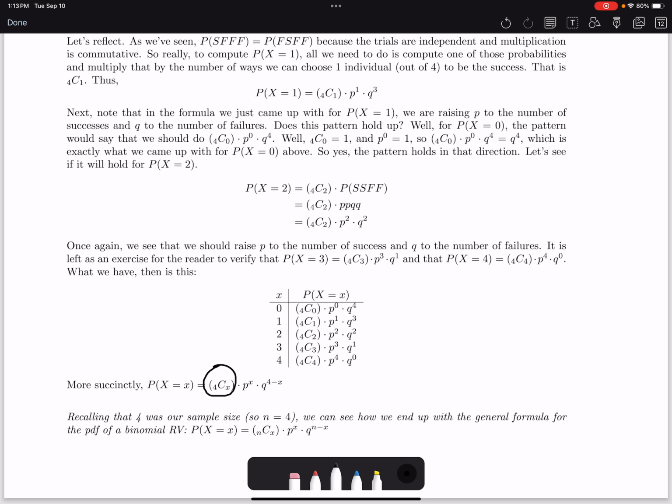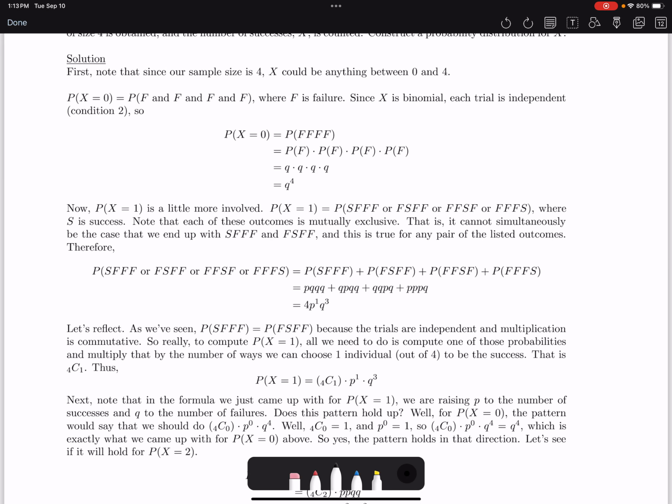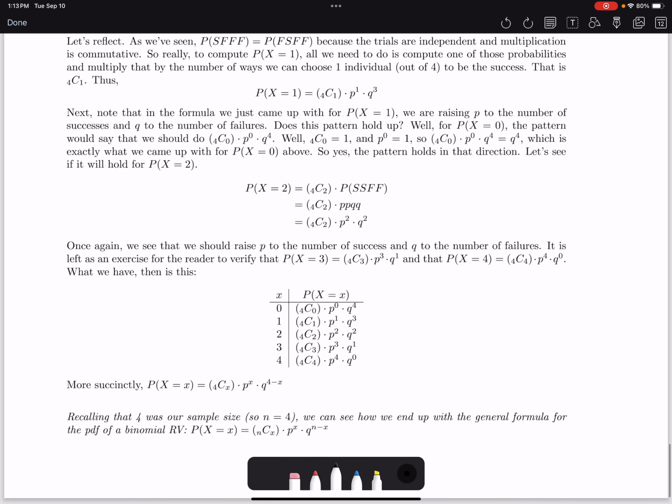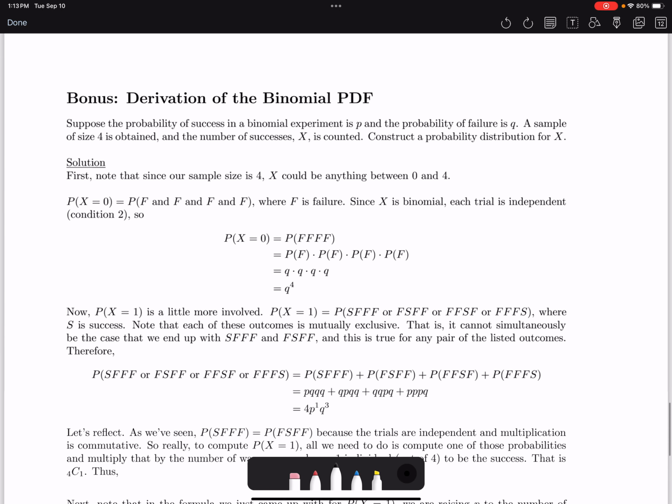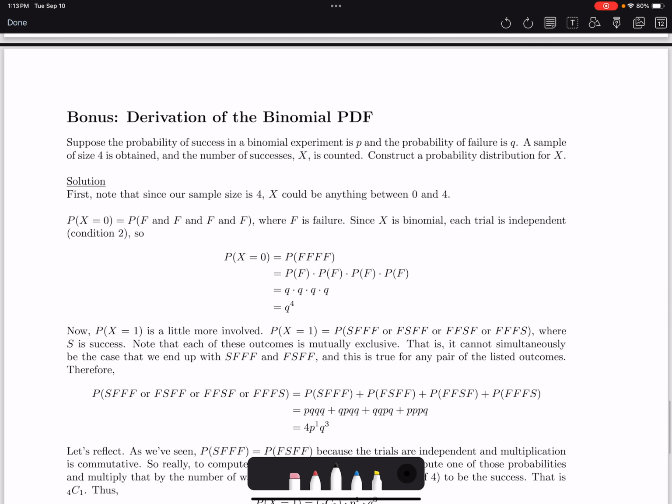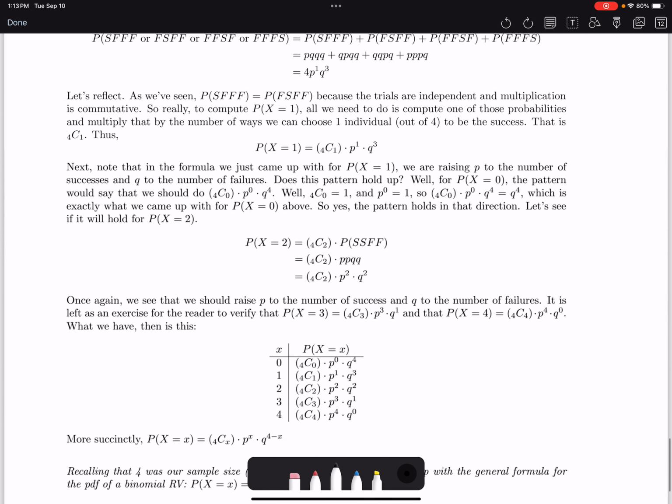And then we're going to multiply that times P, the probability of success, raised to the number of successes that we want. And then we're going to multiply that times q, the probability of failure, raised to the number of failures that we want. And that's what the binomial distribution formula is telling us. So I'll let you read through the rest of it and think through it in detail if you're interested. But that's the idea. That's where the PDF for the binomial distribution comes from.